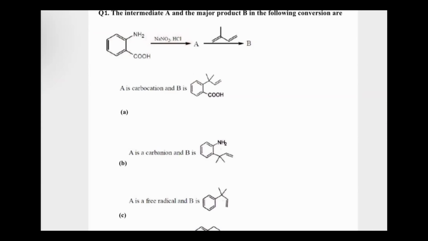We already saw this reaction. If you have a primary amine attached to an aromatic ring, and it reacts with NaNO2/HCl, diazotization will happen. That means this NH2 group will convert to N2+, which is a very good leaving group. And this conversion we call the diazotization reaction.